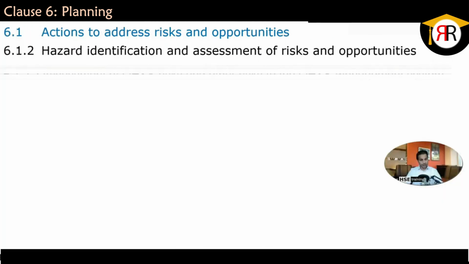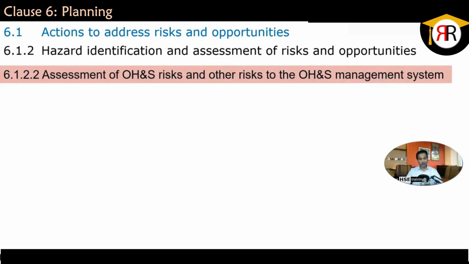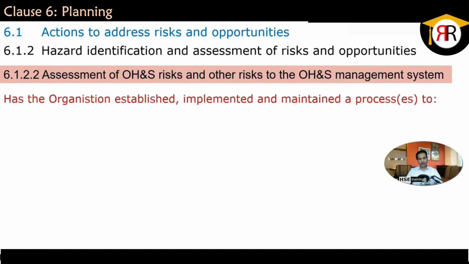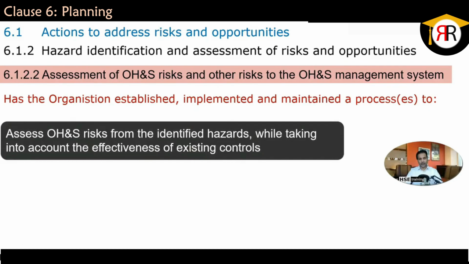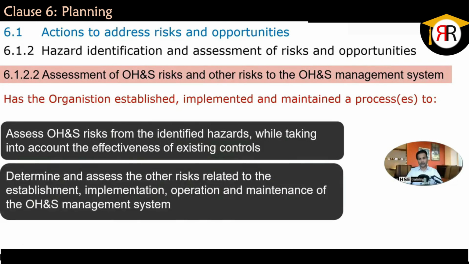In sub-clause 6.1.2.2, which is about the assessment of occupational health and safety risks and other risks to the management system, has the organisation established, implemented and maintained processes to assess the risks from the identified hazards while taking into account the effectiveness of existing controls, and to determine and assess other risks related to the establishment, implementation, operation and maintenance of the management system?